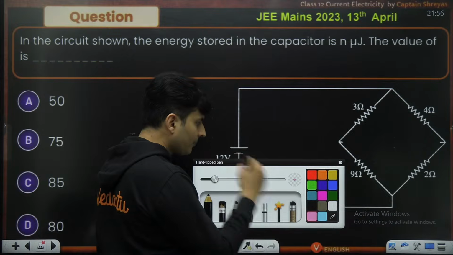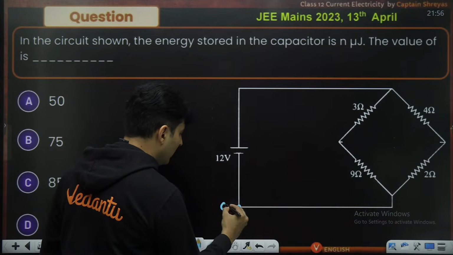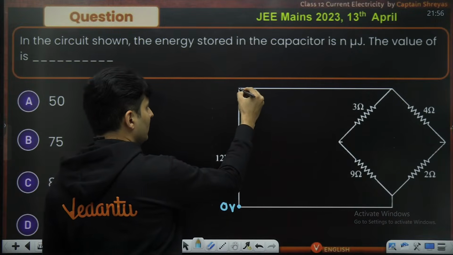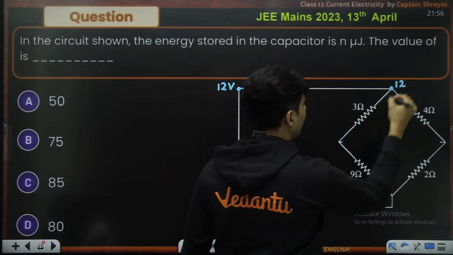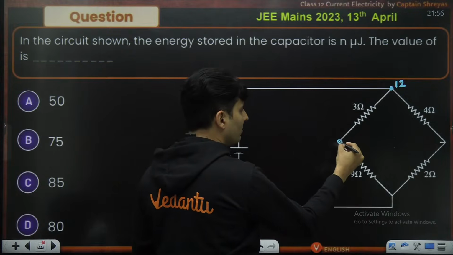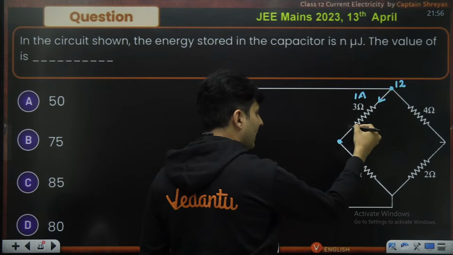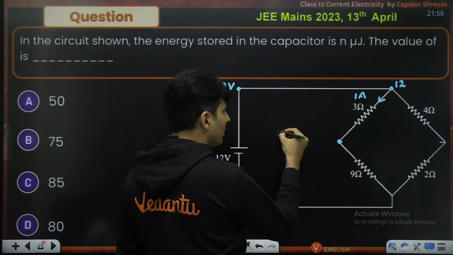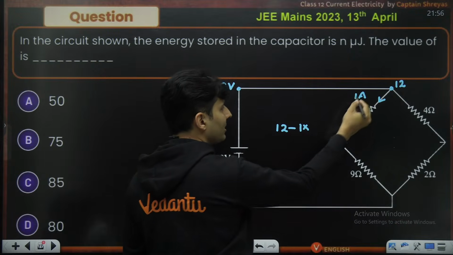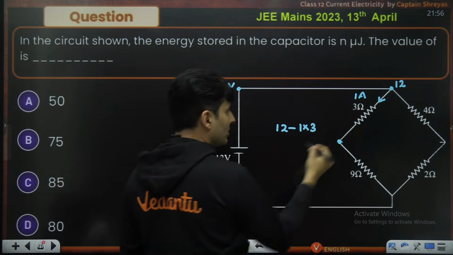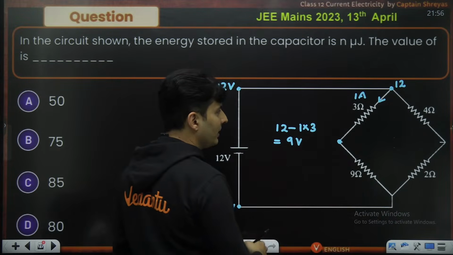See, if I assume this particular point to be 0 volts, then this will be 12 volts. If that is 12, even this will be 12. So how much will this point be? I am having a current of 1 ampere in the direction of the flow. There will be a drop. So it will be 12 minus IR, Kirchhoff's laws sign convention, I into R. Voltage drop will be there. So it will be nothing but 9 volts, this point.